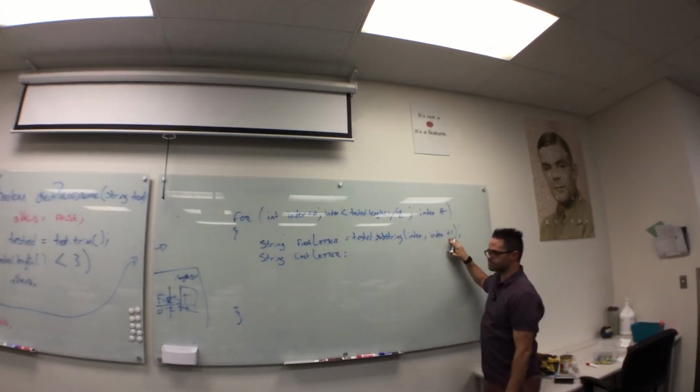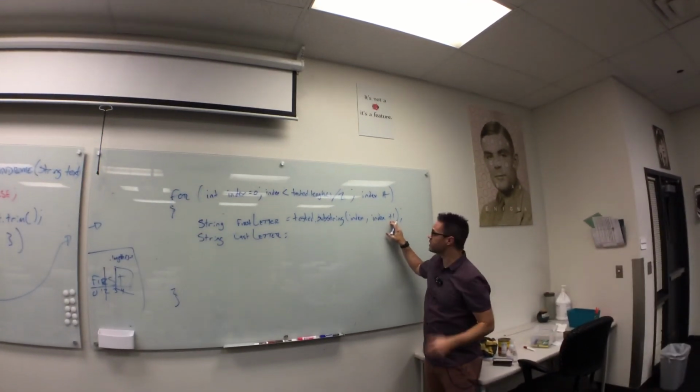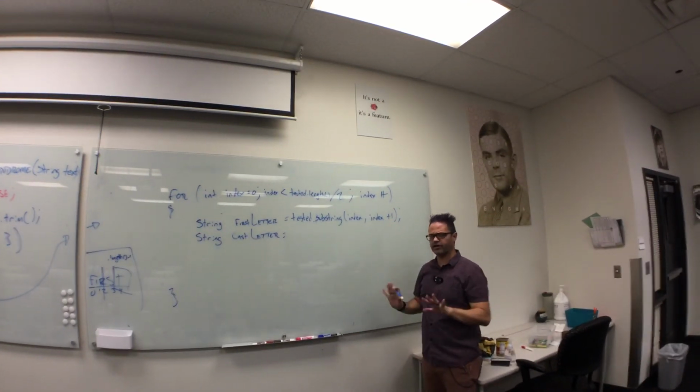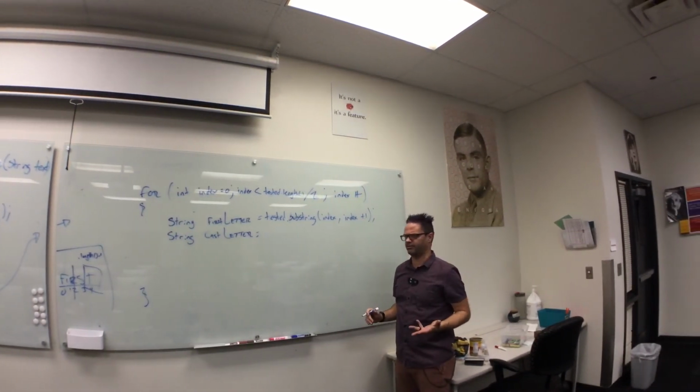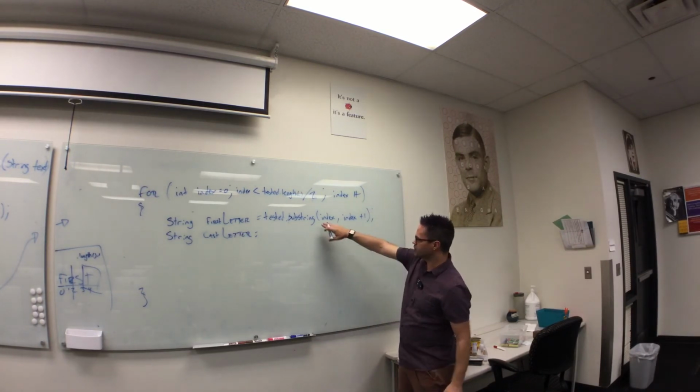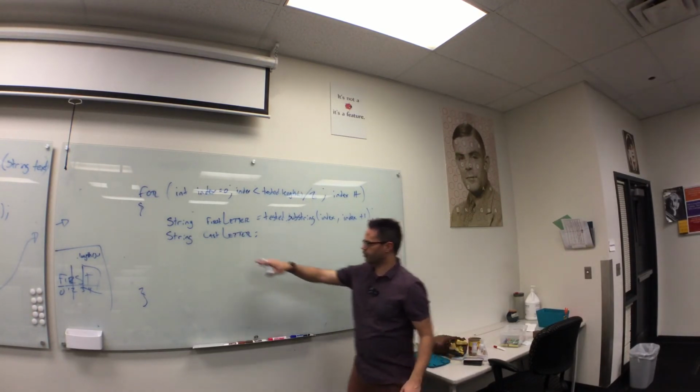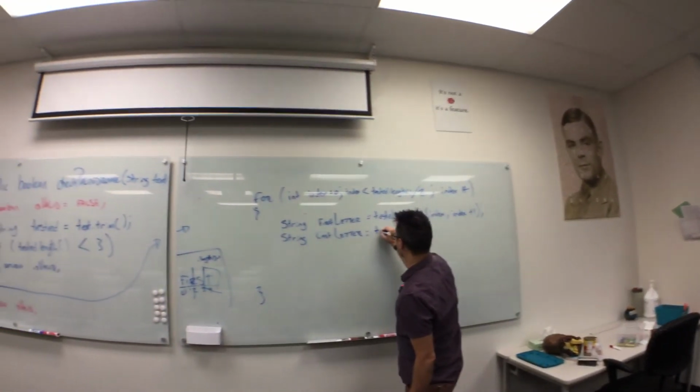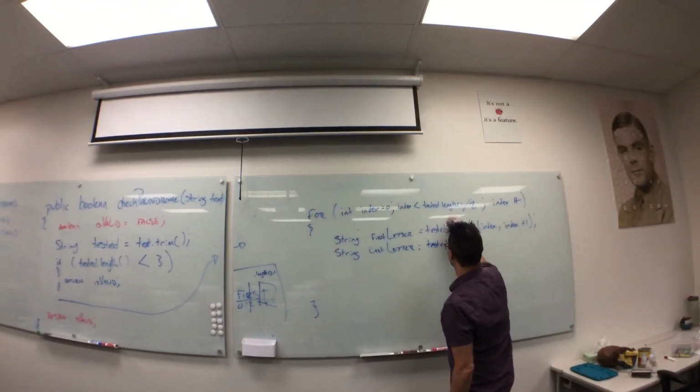Now, we don't want to do plus plus right here, because if we did plus plus, that would add to the index variable. We don't want to hurt index. We'd screw everything up and make it all messy. No. So we first get our first letter, and then we want to assign our last letter. Again, we're going to work with tested. That's the trimmed off version we were working with. And again, we're using substring.